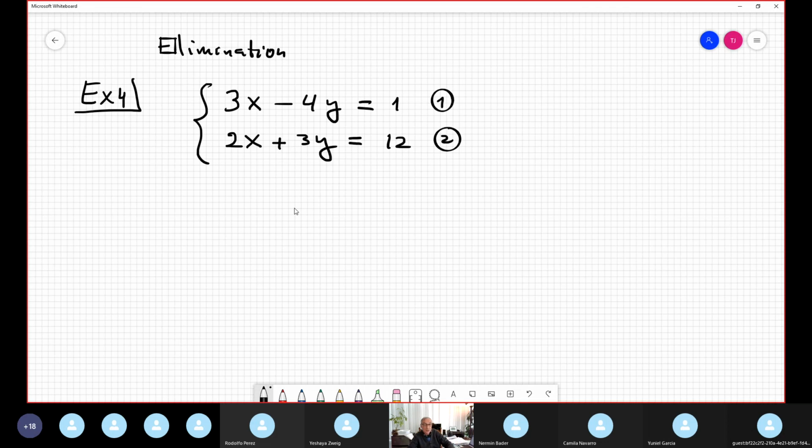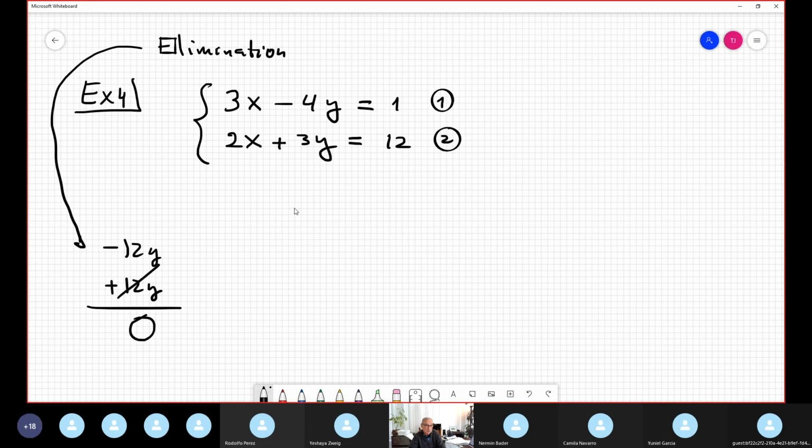In my opinion, what is the idea behind elimination? Well, suppose one variable has negative 12y and the other positive 12y. When you add, this is 0. So it's elimination. That's the idea. I need to create artificially one variable with one number and another with the same number but opposite sign. I take advantage that this is negative and this is positive. So I multiply the entire equation number 1 by 3, and the equation number 2 I multiply by 4.